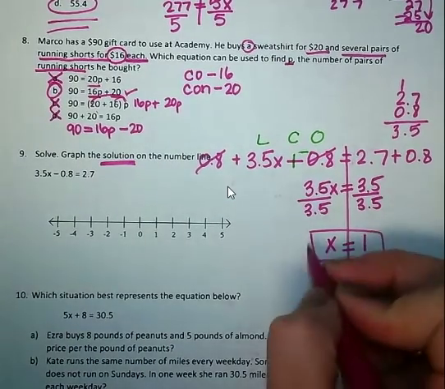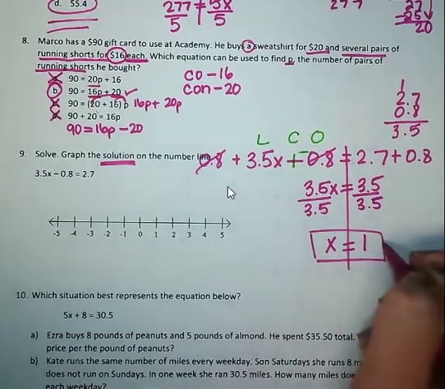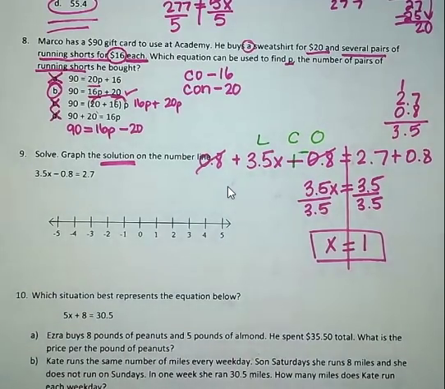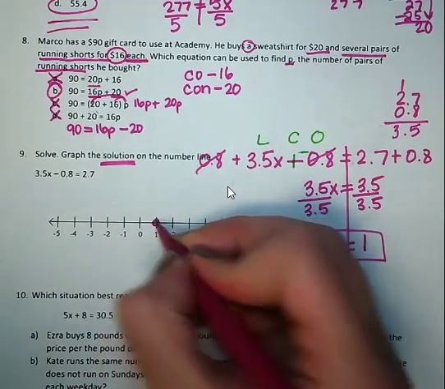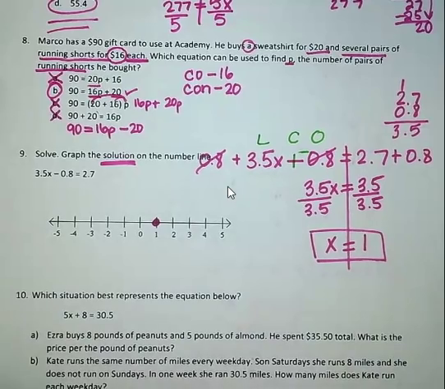All that means, when we talked about this in class, is you're going to take your answer and place it in the correct spot on the number line. So our answer is 1, so we just put a dot at 1.